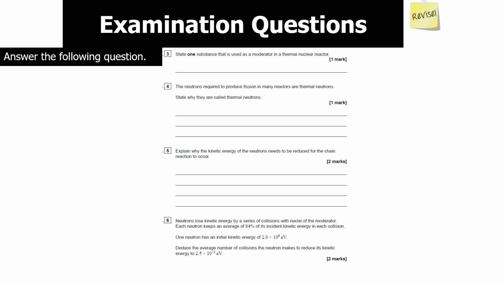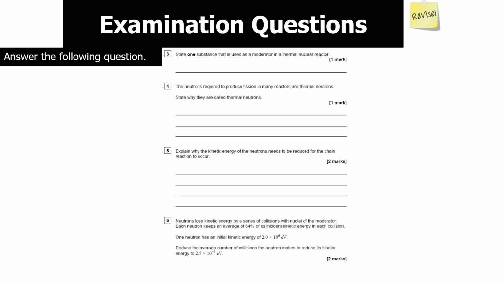The next question says, state one substance that is used as a moderator in a thermal nuclear reactor. The neutrons required to produce fission in many reactors are thermal neutrons. State why they are called thermal neutrons. Then explain why the kinetic energy of the neutrons needs to be reduced for the chain reaction to occur. And neutrons lose kinetic energy by a series of collisions with nuclei of the moderator. Each neutron keeps an average of 84% of its incident kinetic energy in each collision. One neutron has an initial kinetic energy of 2 times 10 to the 6 eV.